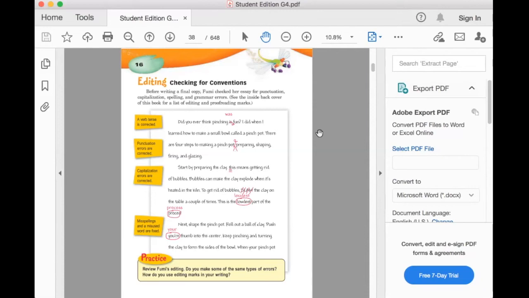Guys, let's look at this editing for convention. I'm going to ask you, why do you think she changed her verb tense? What she wrote was, "Do you ever think pinching is fun?" But then she wrote, "Do you ever think pinching was fun?" Why do you think that she changed that verb tense?